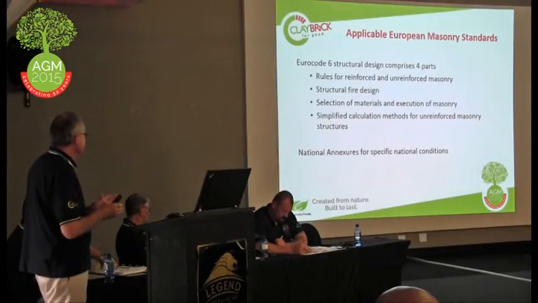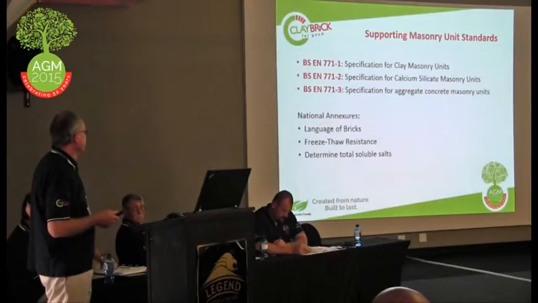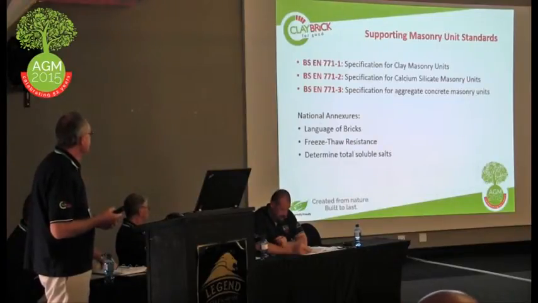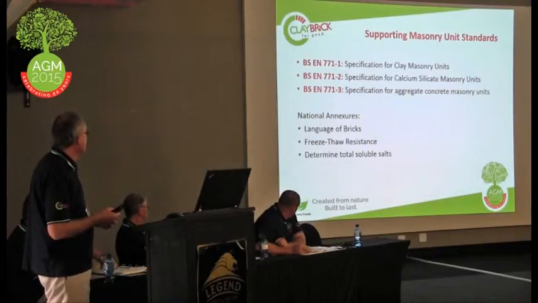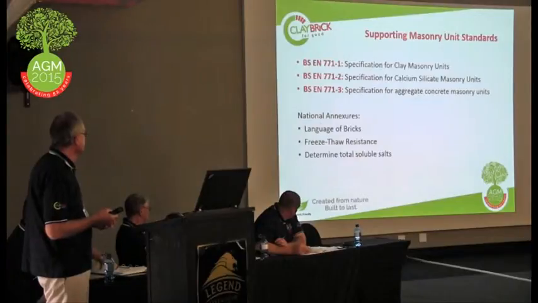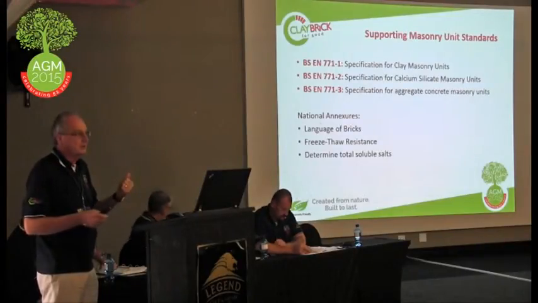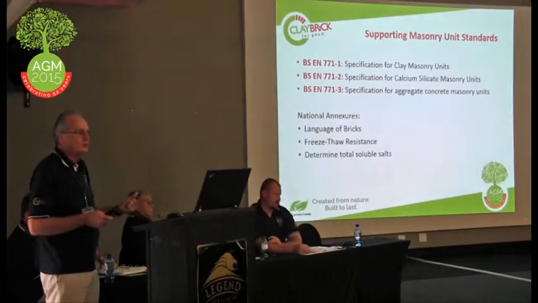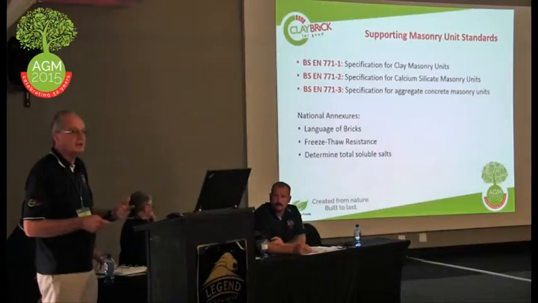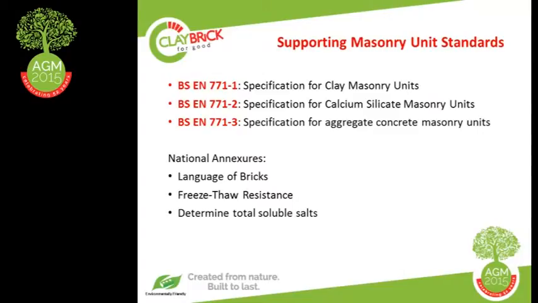Each of these has a national annexure for specific national conditions, and I'll pick up on a few of those that will affect us. The supporting masonry unit standards are BS EN 771 Part 1, specification for clay masonry units, and then Part 2, specification for calcium silicate, and then Part 3, specification for aggregate concrete masonry units. There are a number of others which I haven't put in there, relating to aerated concrete and other manufactured walling materials. If those were to come into use in South Africa, then those would just be available to be slotted in. Now, there are national annexures to these as well for our particular conditions.